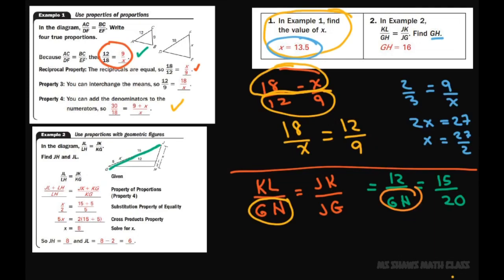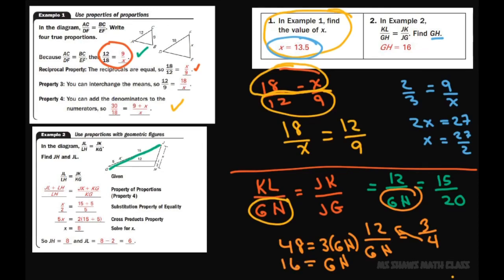So I'm going to go ahead and reduce the 15 over 20. 5 goes into 15 3 times. 5 goes into 20 4 times. So we get, cross multiply, you get 48 equals 3 times GH. Divide both sides by 3 and you get GH equals 16.